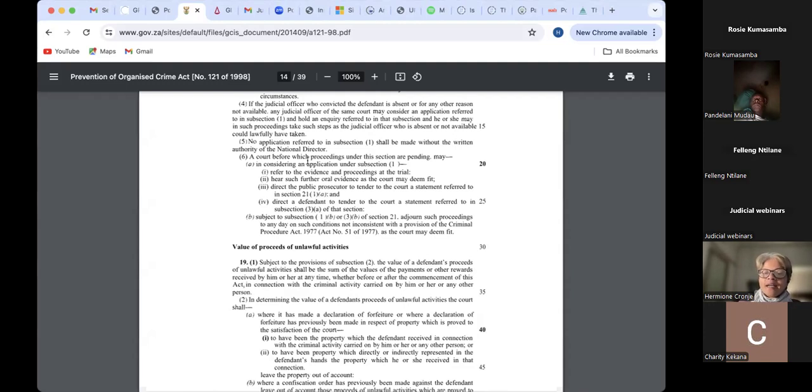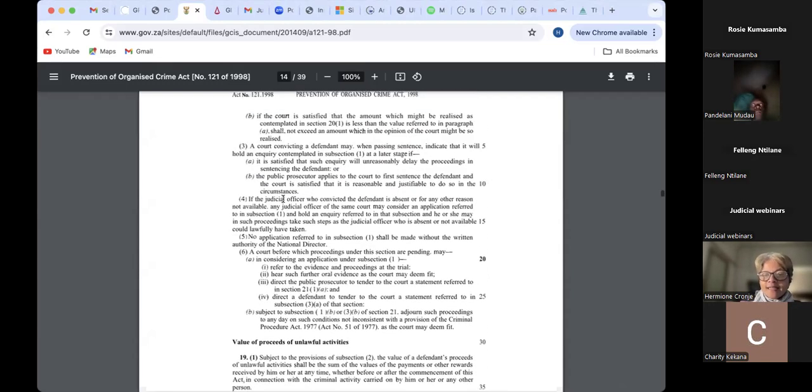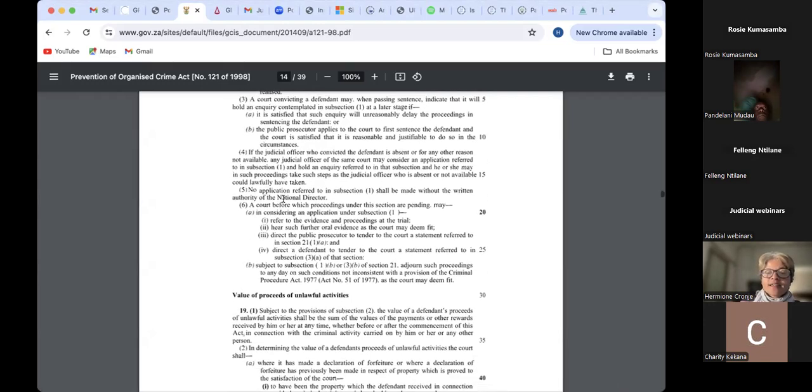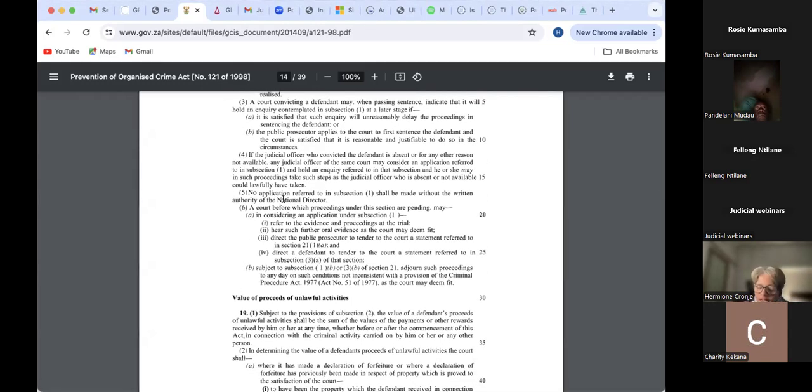So I wanted to highlight subsections 4 and 5, 5 in particular, because for me that is what I use to justify my contention that the presiding officer is given actually a fairly wide discretion.